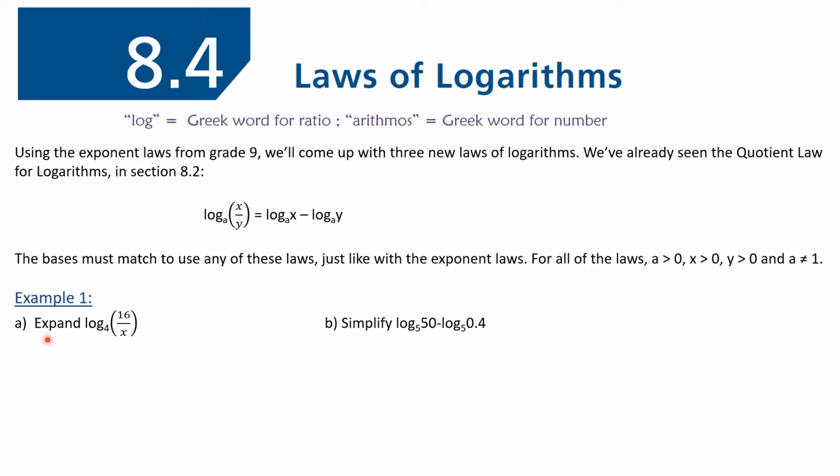Example 1. Expand. So all I'm going to do right here is match it up with my quotient format. So the 4 is what the a is, the 16 is this x, and in this case this x is the same as this y. So matching these up properly, I'm going to rewrite it in this format right here. Log base a has to be written out twice, in this case log base 4. The x is the numerator, the y is the denominator. That's what we get.